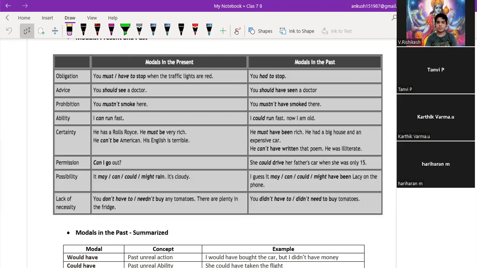Modals in the past. He must have been rich. Now, what kind of difference are you observing there in both sentences in present and past? Sir, in one sentence, they tell that he's rich, sir. And in the other, he's telling that he would have been rich, sir. Like in the past, sir, he was rich.